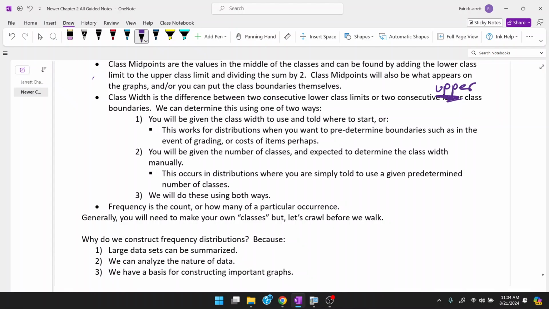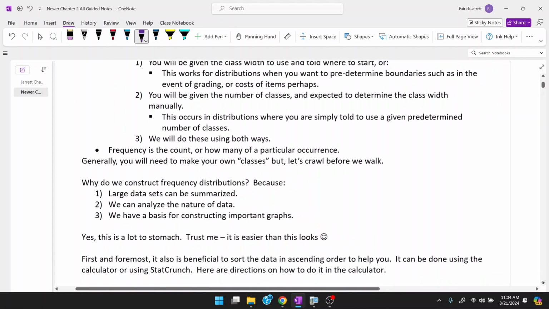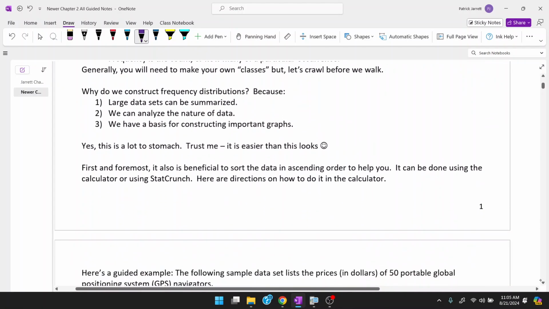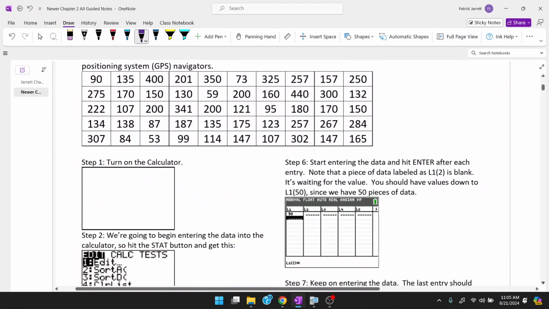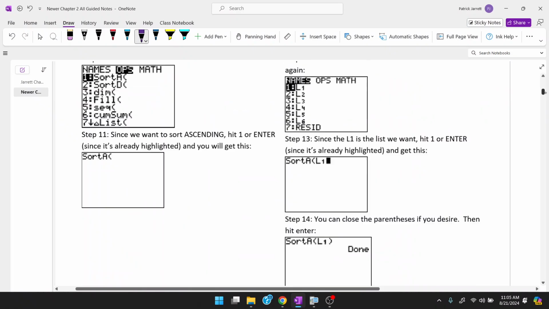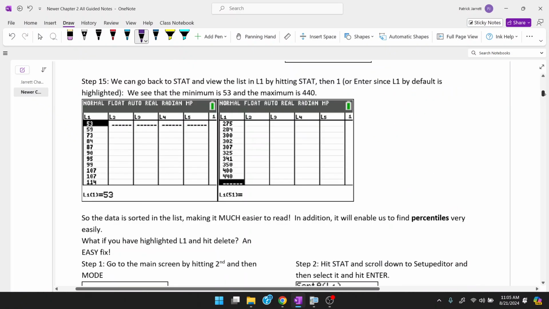So frequency is the count or how many of a particular occurrence. So why do we construct these frequency distributions? So that we can summarize large data sets, analyze the nature of data, and we also get a basis for constructing important graphs. This is going to be a lot to stomach here, but don't worry. Now, we're going to be able to sort the data using the calculator and or StatCrunch. So if you look here at page 2, this actually shows you how to enter data and sort it.